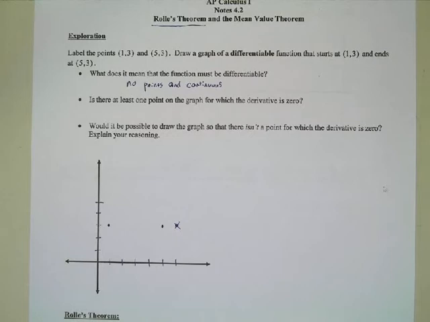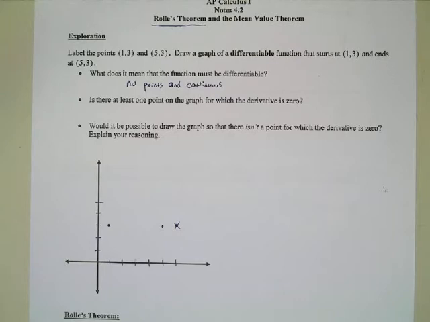Okay, so I see a lot of good differentiable functions. Now go ahead, in that first bullet: is there at least one point on the graph for which the derivative is 0? Yes, sure. If you have a horizontal line, your slope is going to be 0 everywhere.